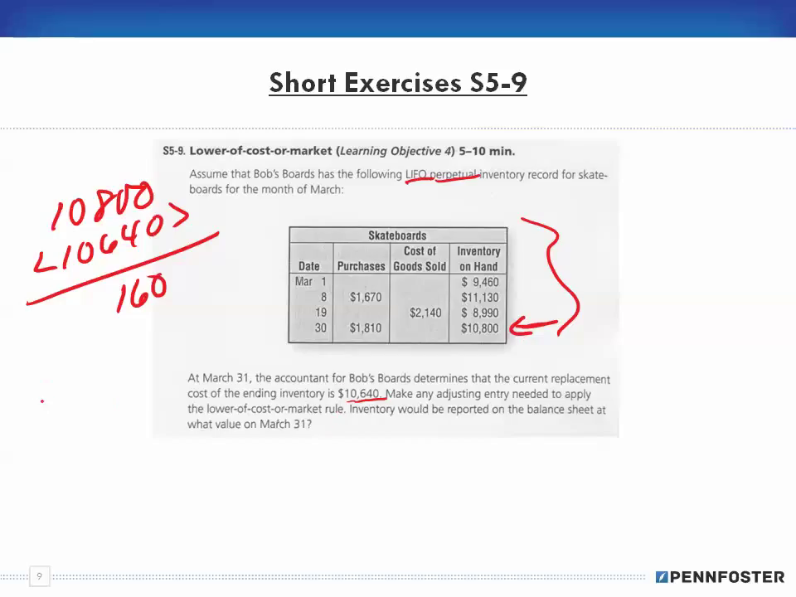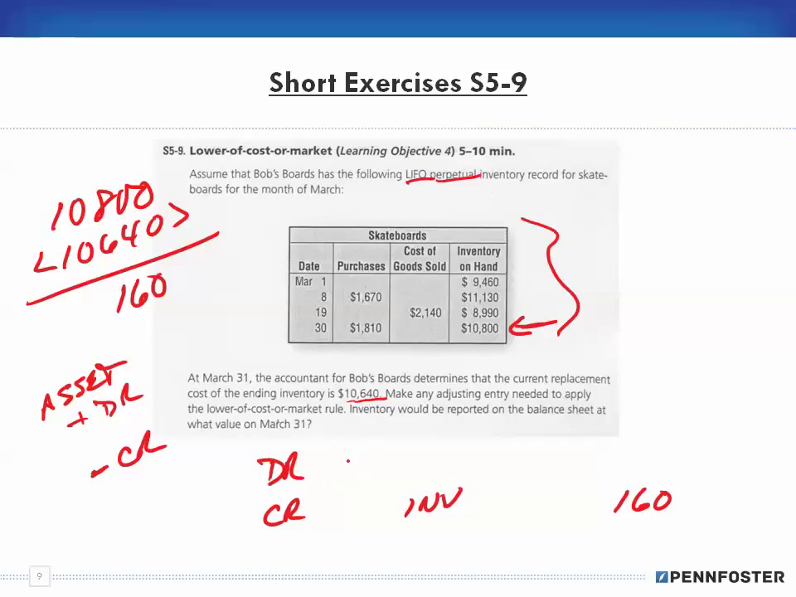So if inventory is an asset, we know we increase our assets on the debit side, but we're decreasing the asset, so we're going to decrease it on the credit side. We're going to have to credit our inventory for the $160. And of course, debits have to equal credits, so you have to put that someplace else. Since we're decreasing our inventory, we're increasing our cost of goods sold by $160. And it was really just that simple.